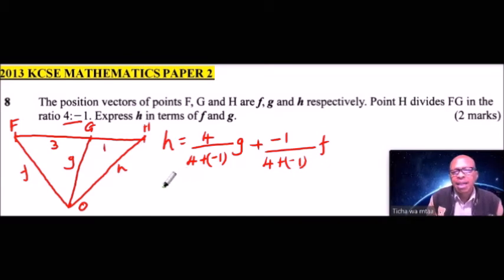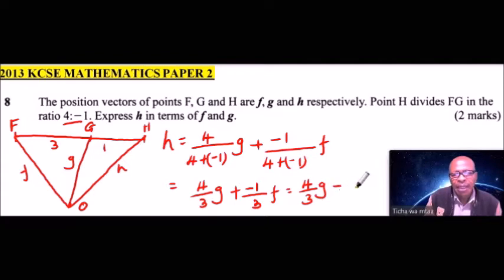You can check that in the topic of vectors. That is a part where we have the ratio theorem. So this will give us, when you add, 4 divided by 4 plus minus 1 is 3, and this will give us our vector G. Then we have plus, this will be minus 1 divided by 3, and that is the vector F, which we can write as 4 over 3 G, minus 1 over 3 F. So that is how you express H in terms of F and G. That is applying the ratio theorem. And that's how you work out such questions. You can check in your Form 3 course, or you can check on the topic vectors 2, which you did in Form 3. I hope you have.